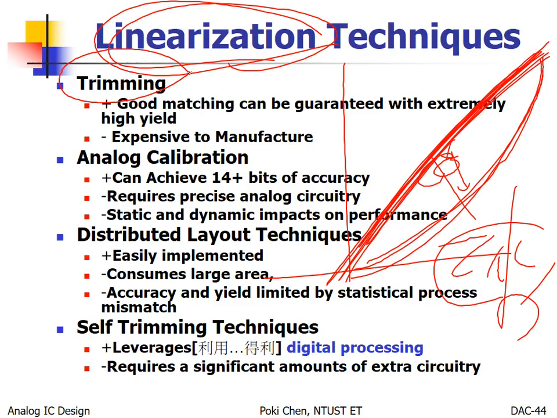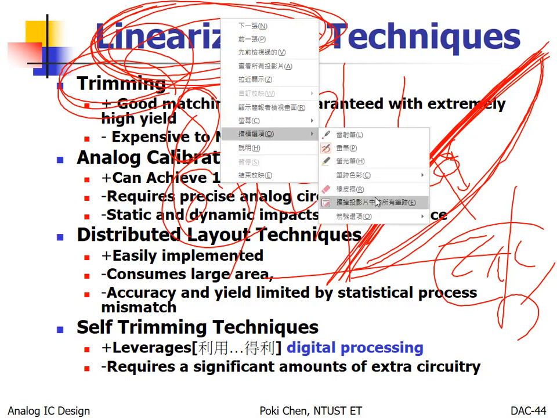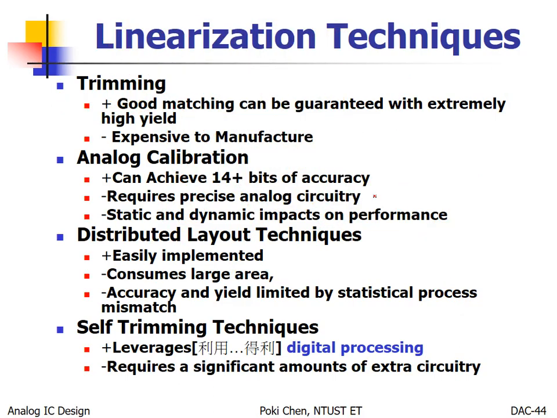For example, for a binary weighted structure from 1 to 2 to 4 to 8, forget about it. After fabrication, maybe this is an 8.5, this is 3.8. Everything will go wrong. Nothing will be perfect. So you can do trimming to push 8 point something back to 8, 3.8 back to 4. That is the process for trimming, to make your output as linear as possible. But trimming, in the past, we applied. However, it's too expensive.